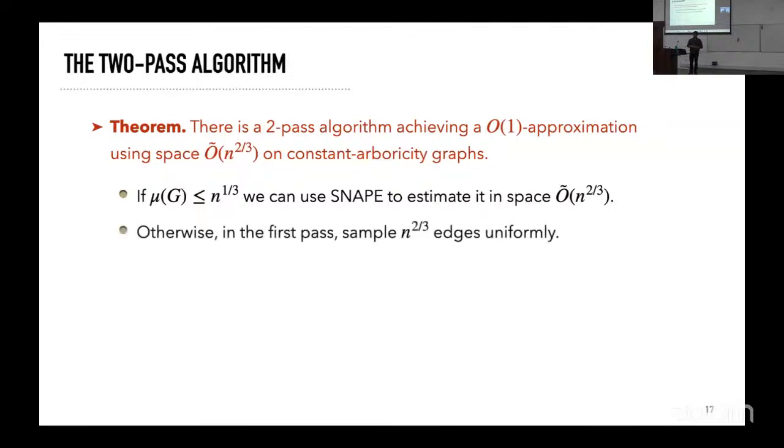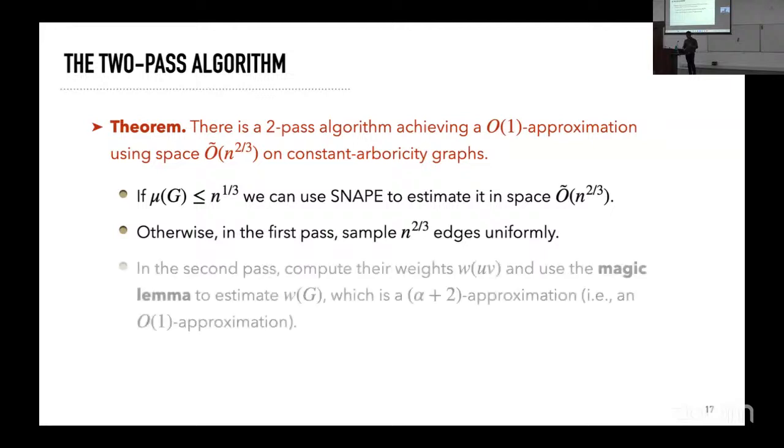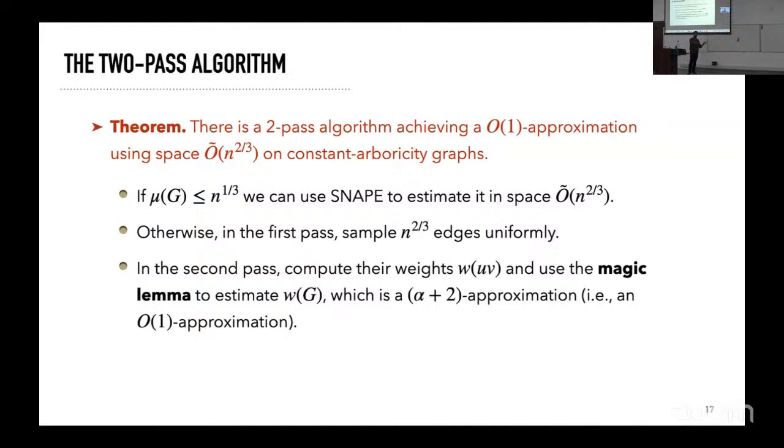Otherwise, what you do is in the first pass, you sample n to the 2/3 edges uniformly from the whole graph. And then in the second pass, you can store these edges explicitly because you have enough space to store n to the 2/3 edges. And so in the second pass, you estimate the weights, by the magic lemma, of these edges that you have stored.